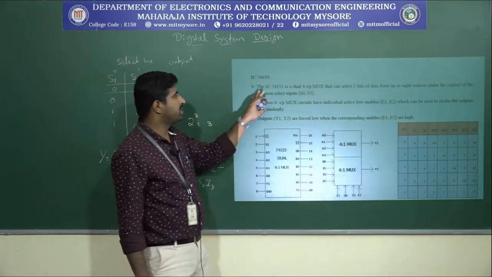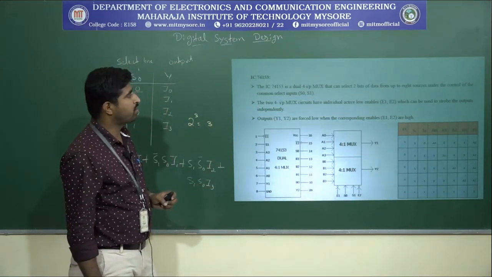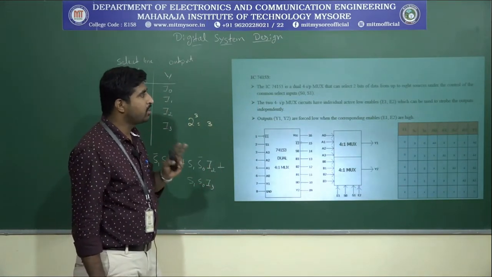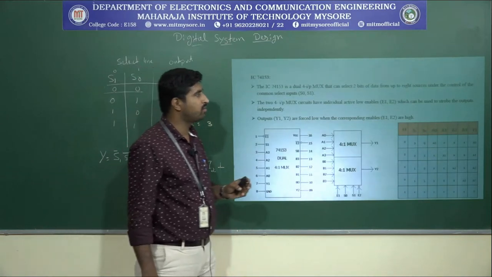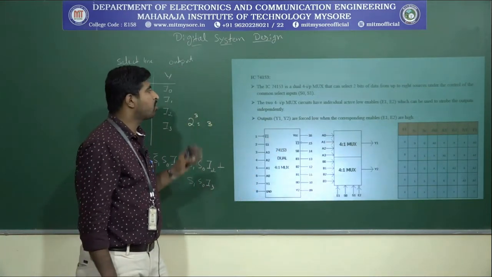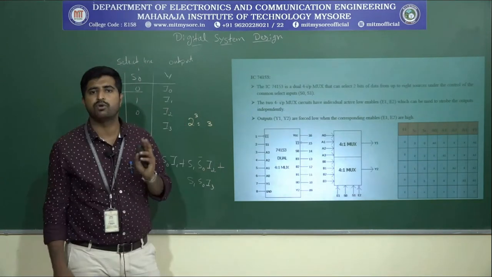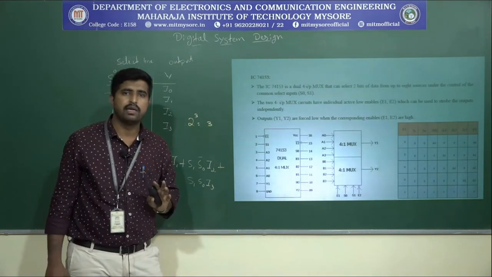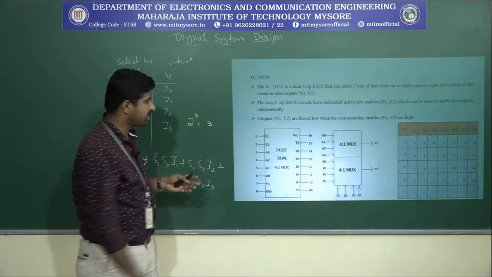So IC 74153 is a dual 4:1 mux that can select 2 bits of data from up to 8 sources, under the control of the common select inputs. That means we have only two select lines, but the inputs will be 8. So you can see here.